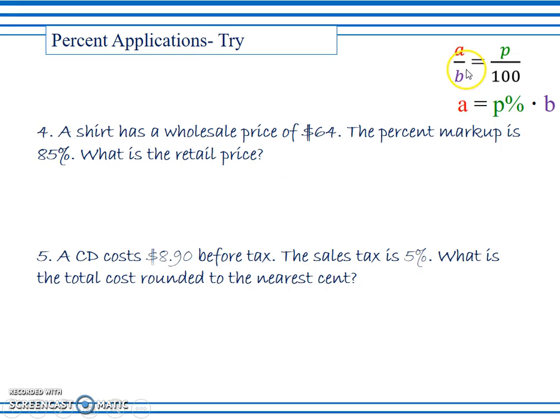Here are a couple of problems for you to try. You can use either the proportion method or the equation. Number 4 says a shirt has a wholesale price of $64. The percent markup is 85%. What is the retail price? And number 5 says a CD costs $8.90 before tax. The sales tax is 5%. What is the total cost rounded to the nearest cent?